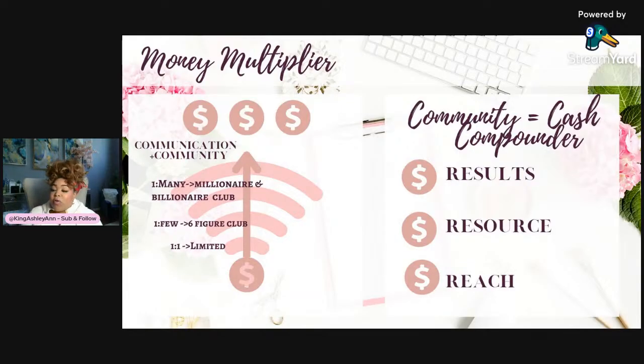You have a restaurant or a food truck, and you create meals and plates for people. That's your offer. It makes sense? Everybody picking up what I'm putting down, okay?